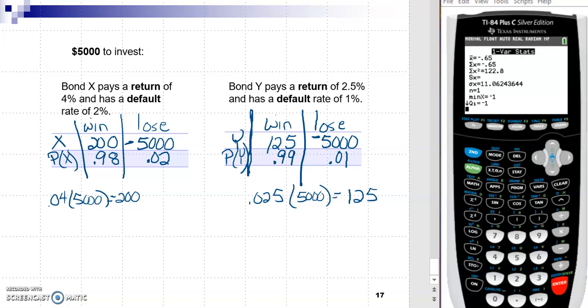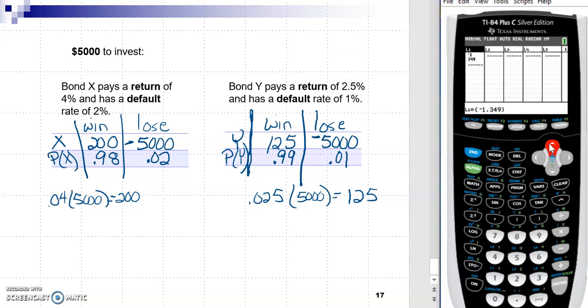And we want to calculate the expected value for these two bonds. So I'm just going to do X and I'll leave Y for you to do. But for the X, we're going to go back over here to our calculator and go to Stat, Edit, and we're going to clear both of our lists. And in list 1, we're going to say that, well, he could make $200, or he could lose 5,000. Now notice if it's negative, we need to use the negative sign down here, not the minus. So negative $5,000. And the probabilities, we're going to put over here in list 2. So he could win 200, that would be 98%, or he could lose his whole investment at 2%.